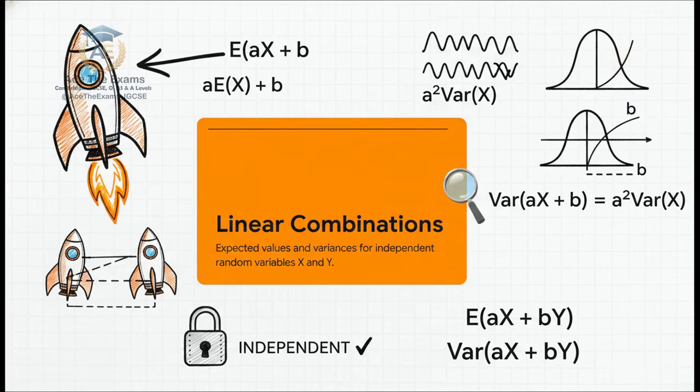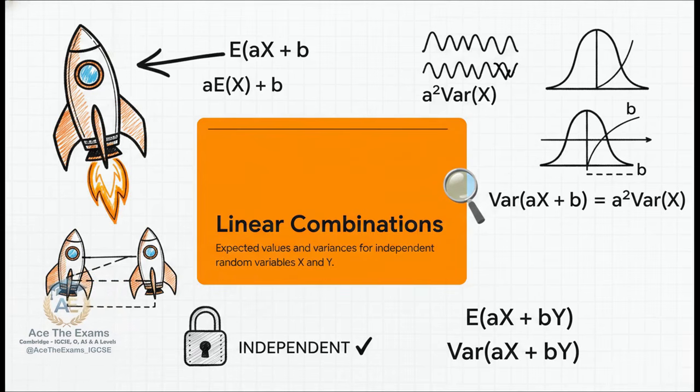Affirmative, Sam. And the multiplier a? The multiplier a gets squared, Alex. The variance of aX plus b becomes a squared times the variance of X. Why? Because variance is intrinsically based on squared deviations from the mean. If you scale a value by a, its spread scales by a, which means the variance scales by the square of a.